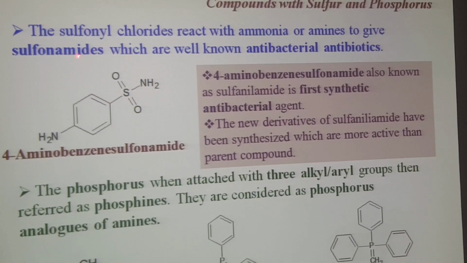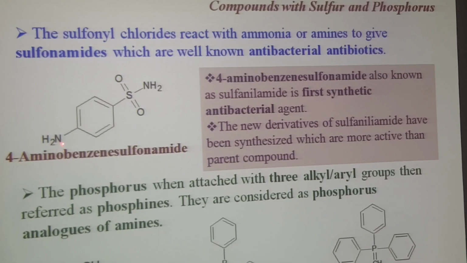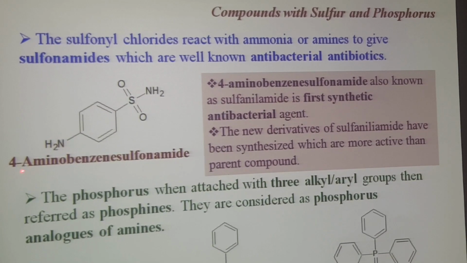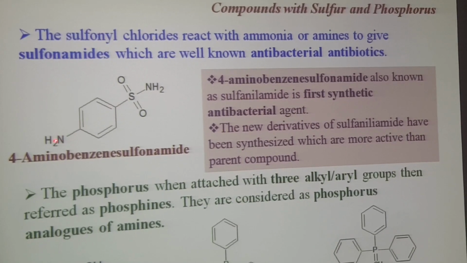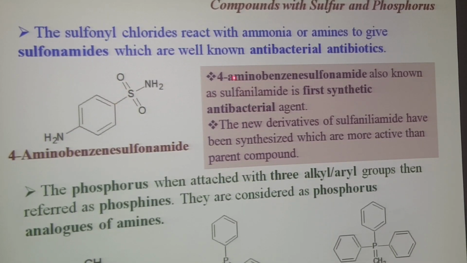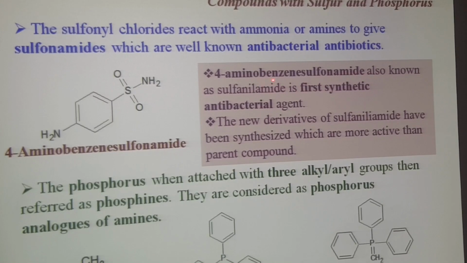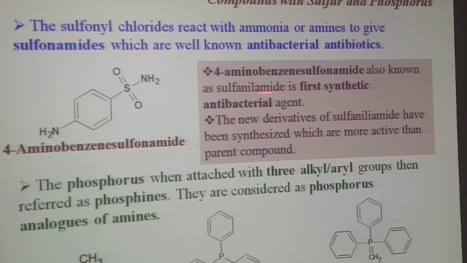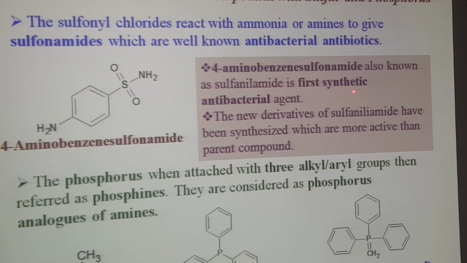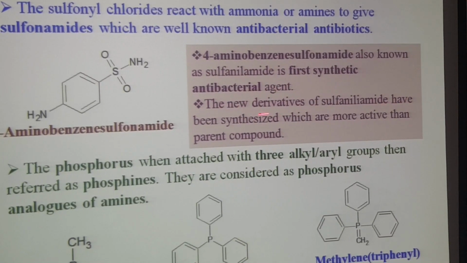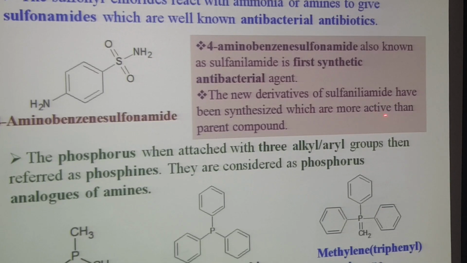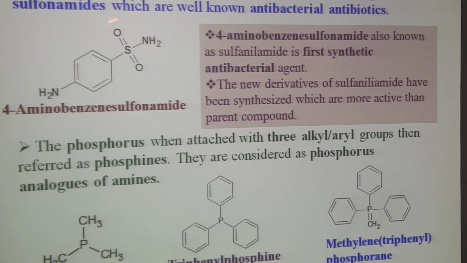For example, the name of this molecule when a 4-amino group is present is 4-amino benzene sulfonamide. This is the first synthetic antibacterial. The 4-amino benzene sulfonamide, also known as sulfonylamide, is the first synthetic antibacterial agent. New derivatives of sulfonylamide have been synthesized, which are more active as compared to the parent sulfonylamide.